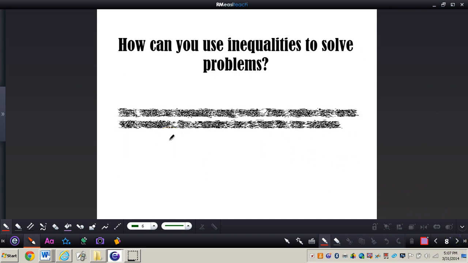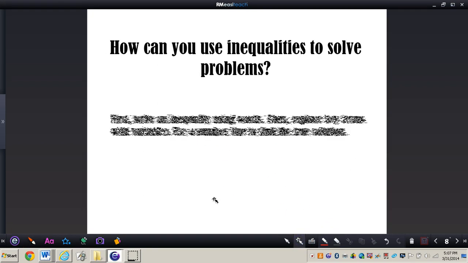Okay, so taking a look at our essential question, it says how can you use inequalities to solve problems? And what we did is we could first write an inequality using words, then replace key terms with variables, and then also we can even use a number line to find the true solution.